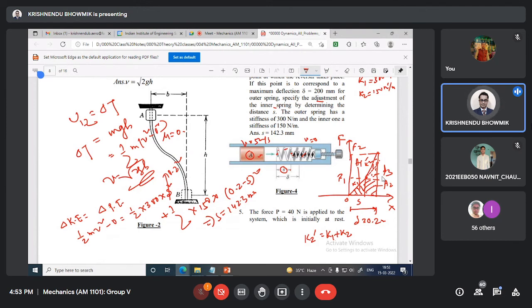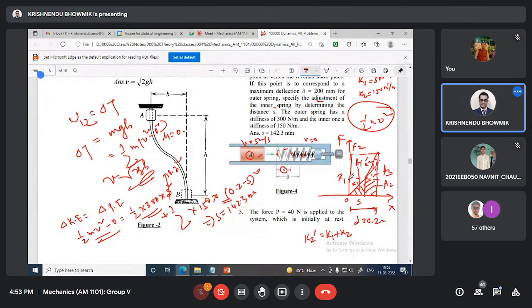Because that area will be the same as half mv square. The same thing we can directly write this way. This is half mv square equal to this and this, because the outer spring will move delta distance, and the inner spring will move delta minus s distance. That's all. Okay.